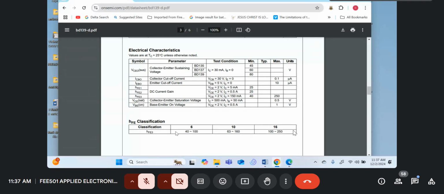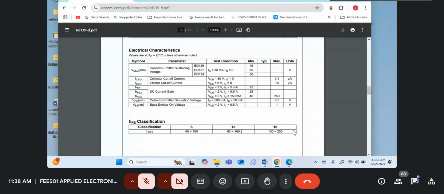So this is the other data that we were looking for. You can see HFE. I don't know what this classification number 6 is. This may be some which are sorted out. The factory will sort out some of them. So if you just go to the shop and buy a BD139, it can be any of these classifications. And they charge you more, the more the current gain. So you can see this classification, which they're calling number 6, the HFE will range from 40 to 100. And classification number 10, the HFE will range from 63 to 160.